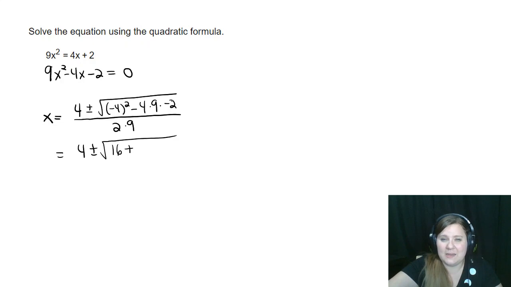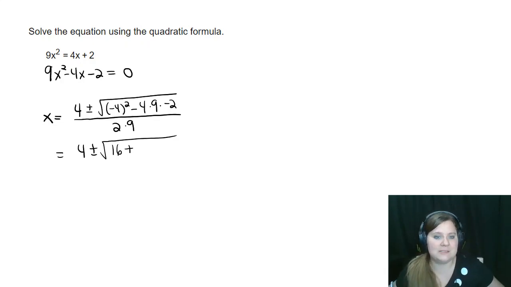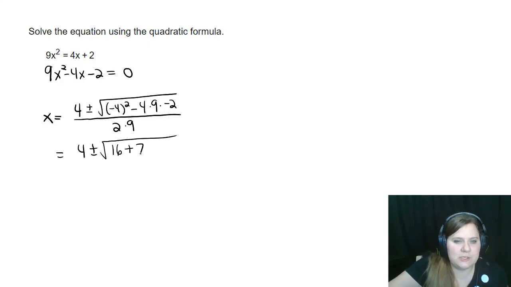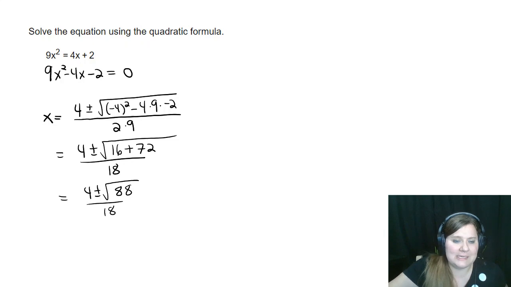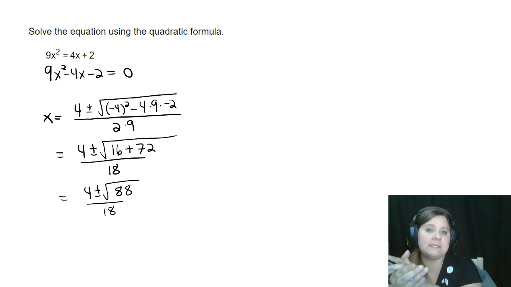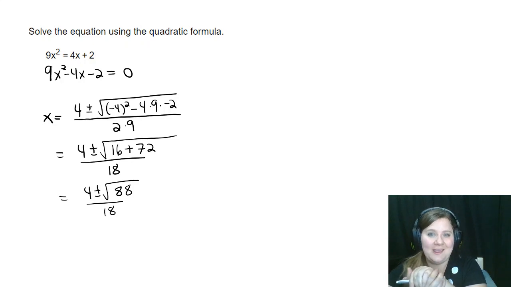4 times 9 times 2, all right, once I put my negatives together and make it a plus, and that comes out to be 72. And it's all over 18. So it gives me 4 plus or minus the square root of 88 over 18. Now, some people might be tempted to stop here, but remember, we do have to simplify it if we can.